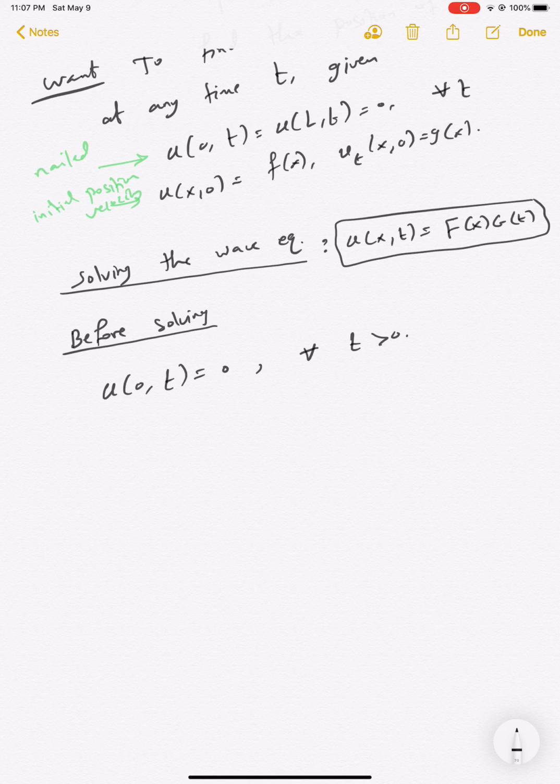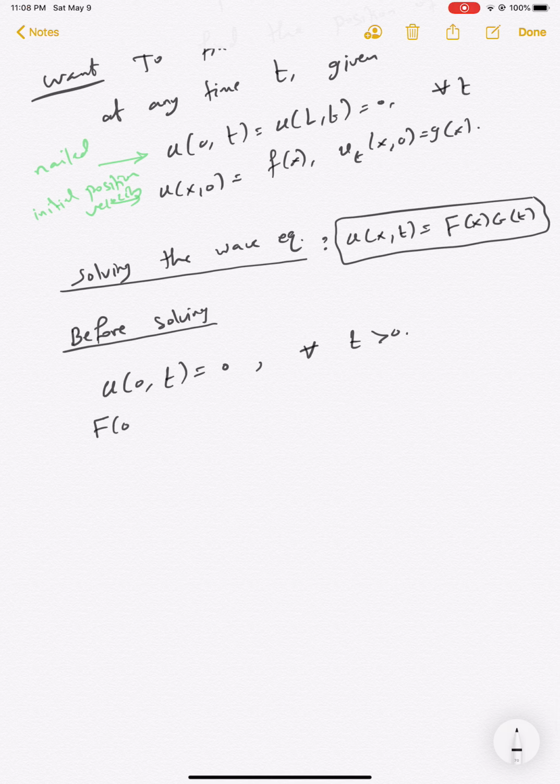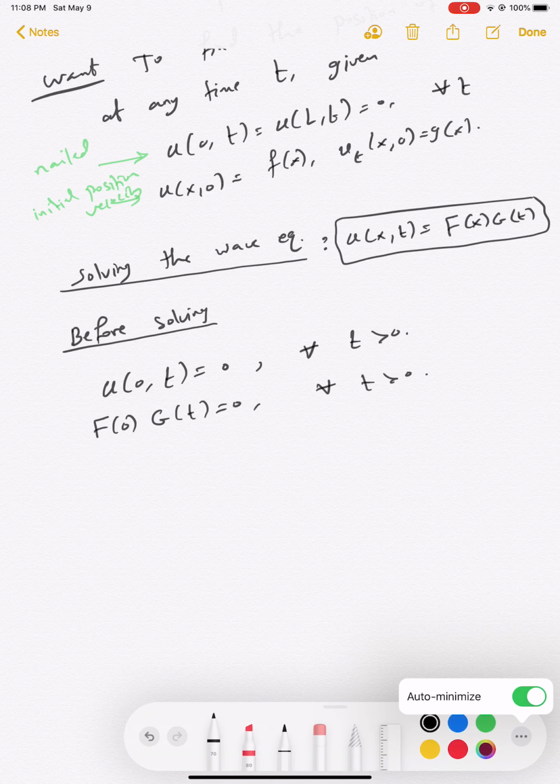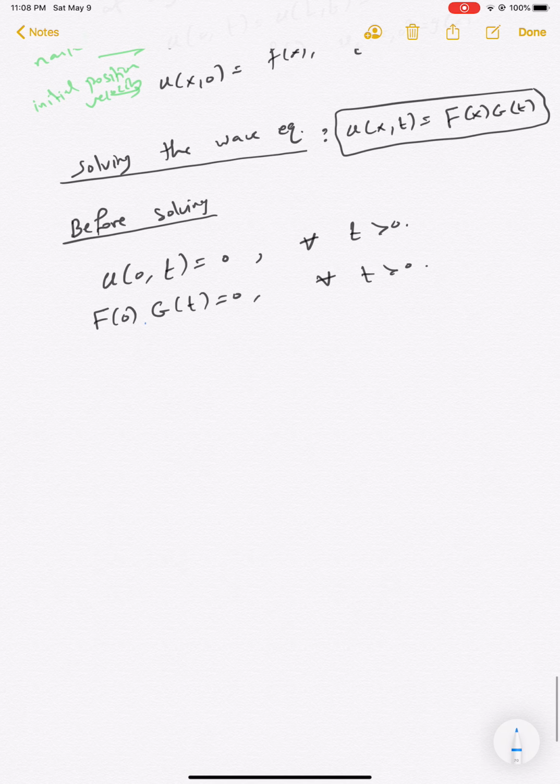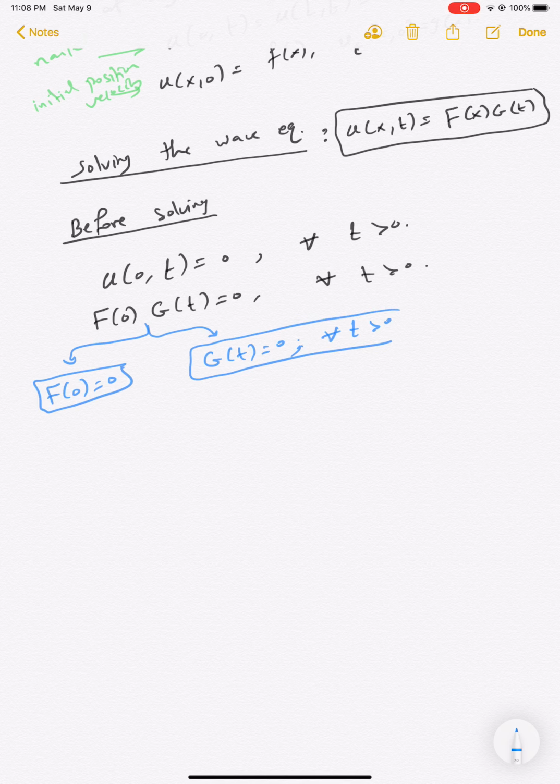But if you assume your solution has this form, then what is the meaning of u(0,t) equals 0? That means f(0) g(t) equals 0, because x is 0, and this is true for all t bigger than 0. So regardless of the value of t, this will be 0. But this is a product of two functions, so this implies either f(0) equals 0 or g(t) equals 0. But g(t) equals 0 has to hold for all t bigger than 0. And we need to distinguish between f(0) equals 0 and g(t) equals 0 for all t.